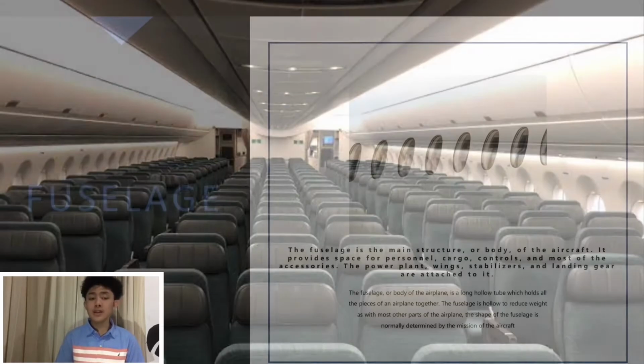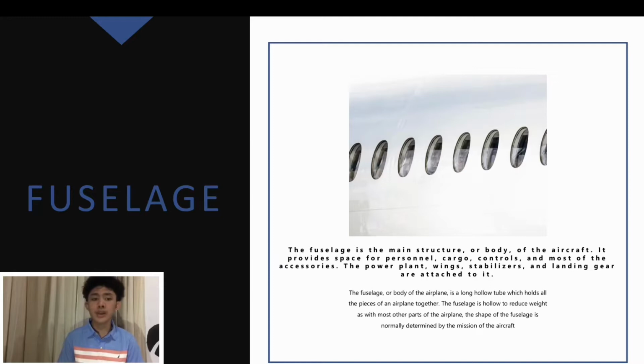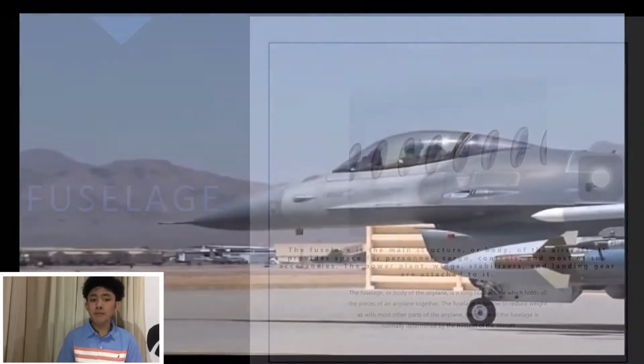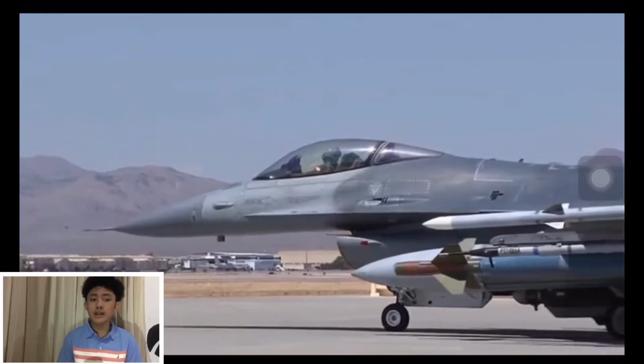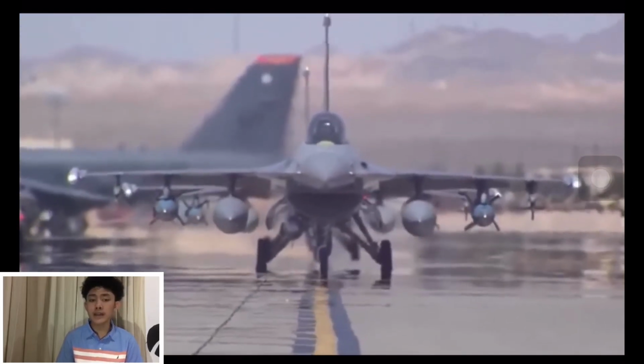The fuselage or body of the airplane is a long hollow tube which holds all the pieces of the airplane together. The fuselage is hollow to reduce weight. As with most other parts of the aircraft, the fuselage is normally determined by the mission of the aircraft. For example, a supersonic fighter plane has a very slender, streamlined fuselage to reduce the drag associated with high-speed flight.